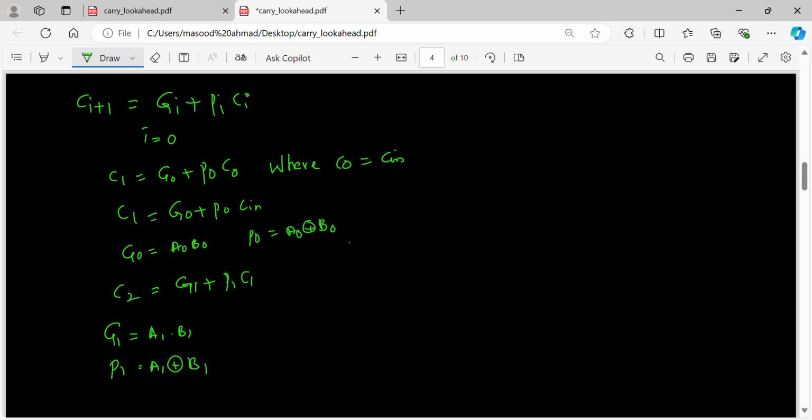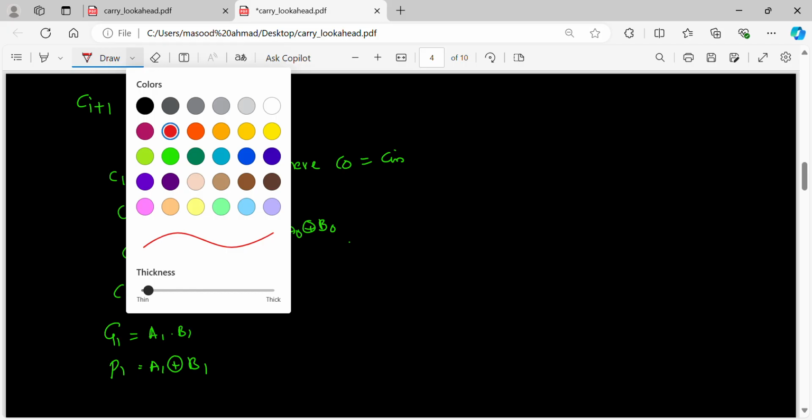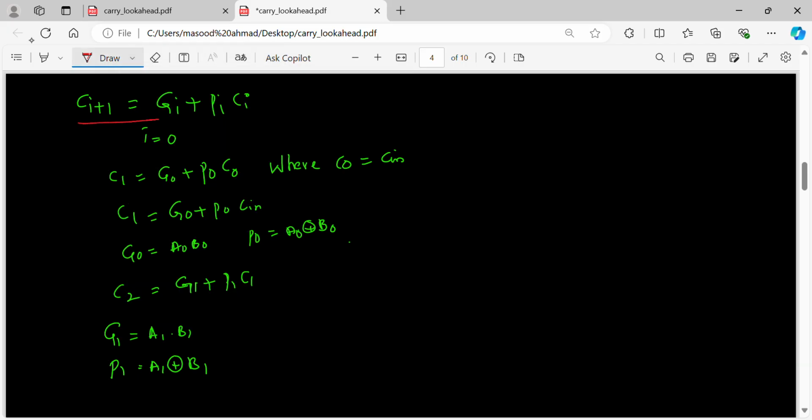So, my dear students, we have seen in the last class that Ci+1 is nothing but Gi plus Pi Ci, right? So what I am trying to do is look back at the expressions and see how we can implement a carry look ahead adder. This is part 2 for carry look ahead adder. Part 1 you have seen.